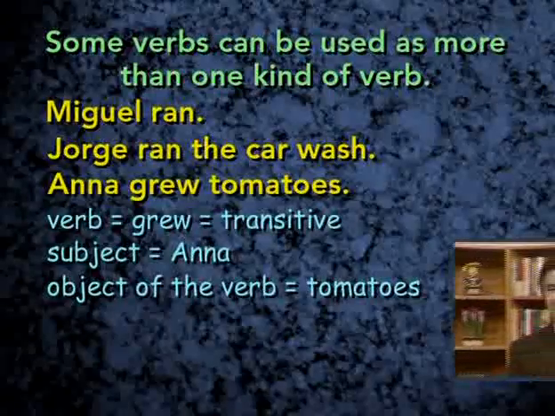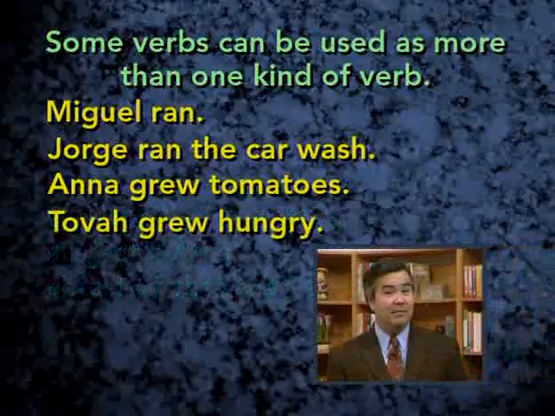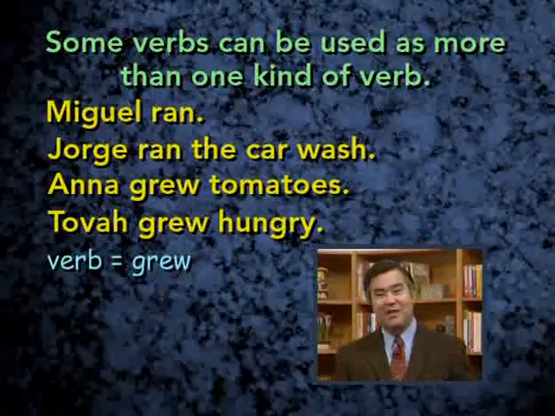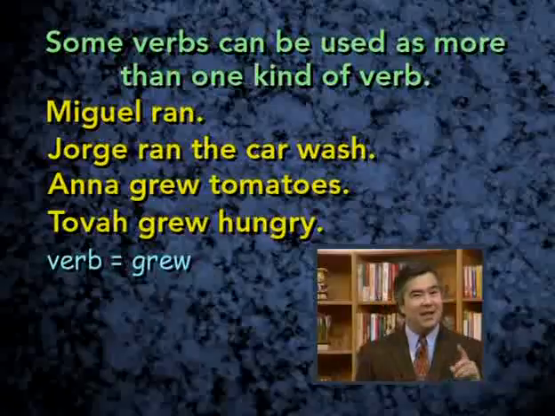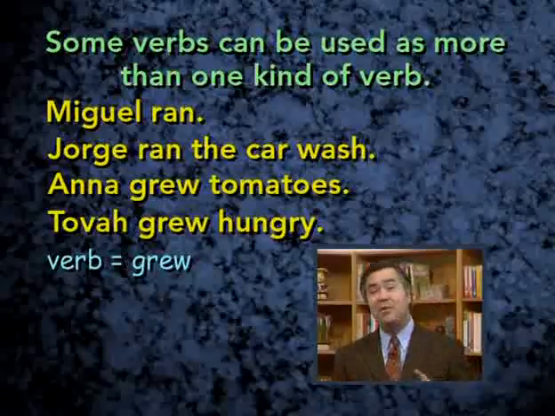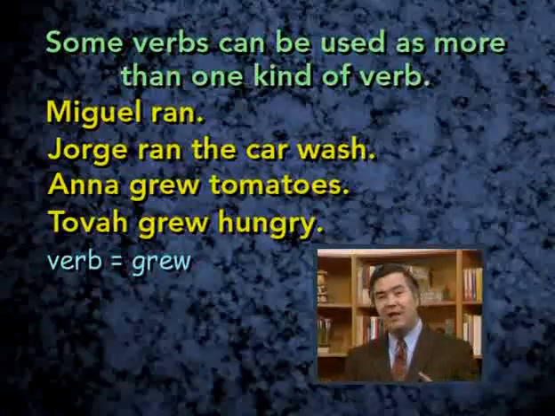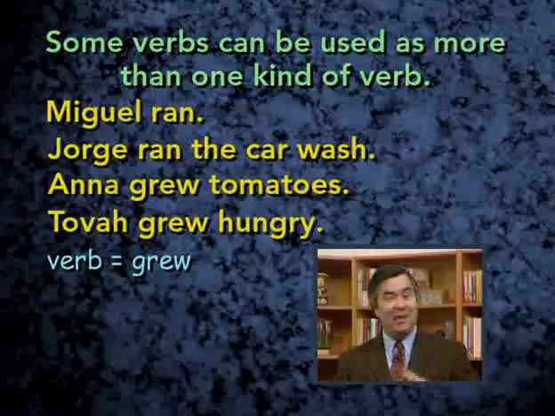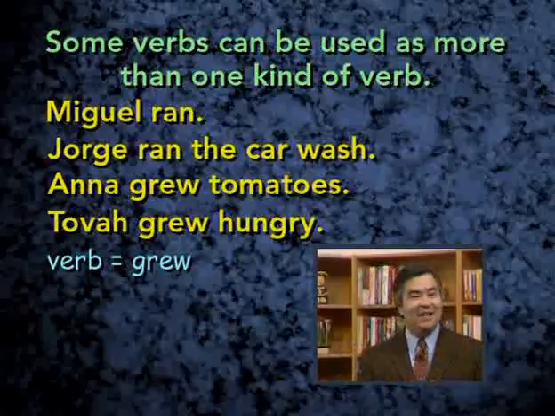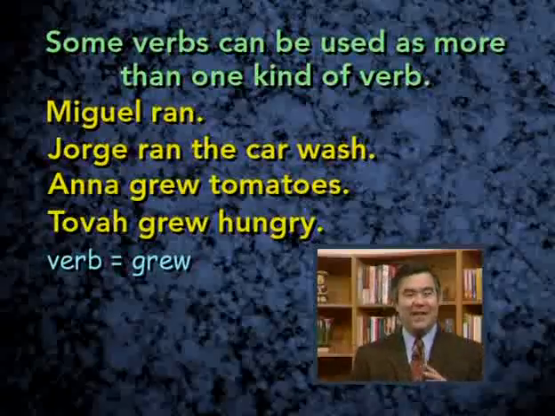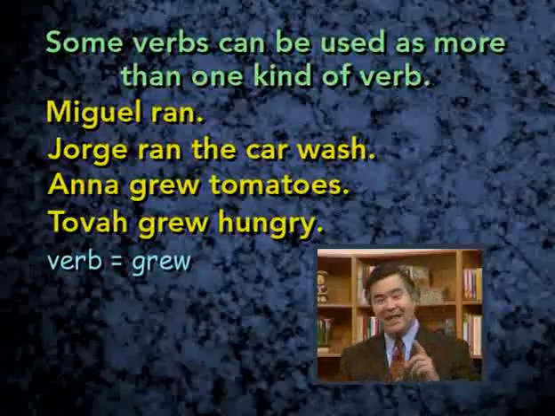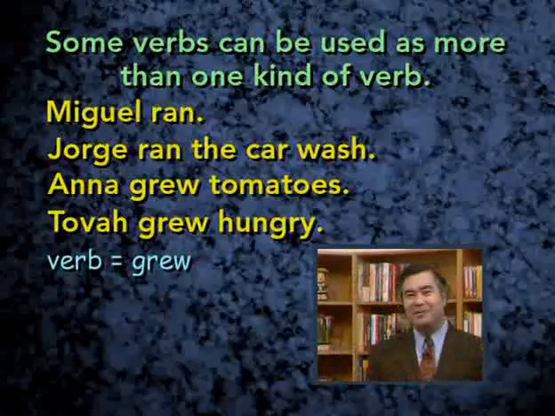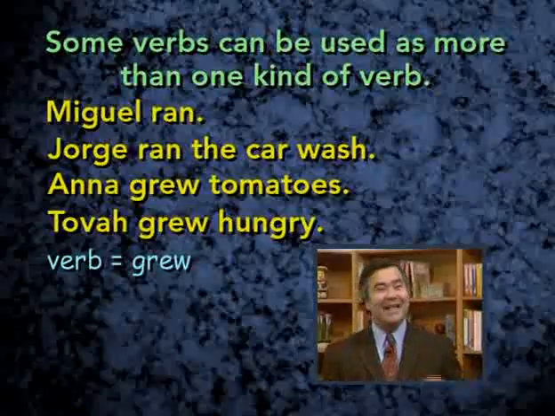Compare that with this sentence. Tova grew hungry. Here we have the same verb, grew, but the meaning is a little different, and the structure of the sentence is different. In this case, the verb grew doesn't have an object. This word hungry doesn't tell us a thing that Tova grew, the way Anna grew tomatoes. Hungry isn't a noun, and it doesn't name some object which receives the action of the verb grew. Instead, it tells us what Tova was. Therefore, what kind of verb is grew? In this case, grew is being used as a linking verb.